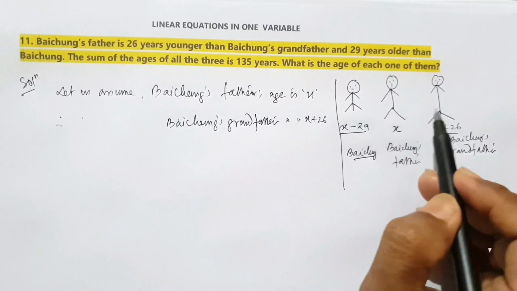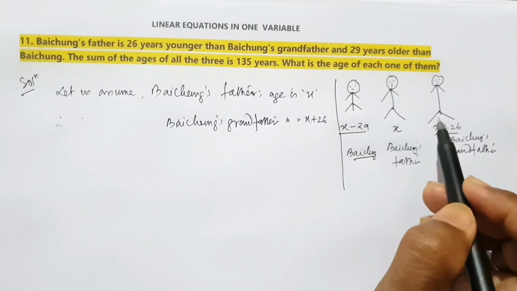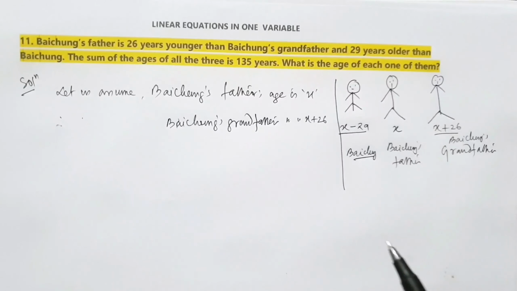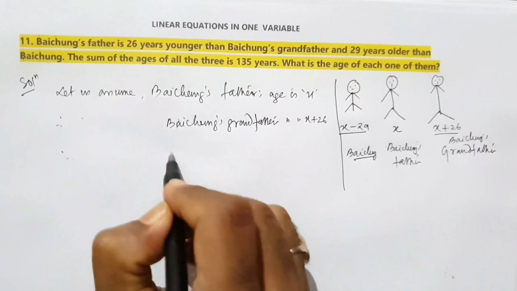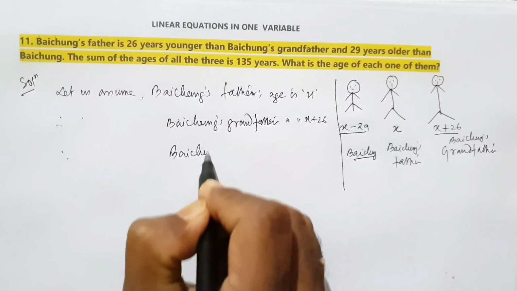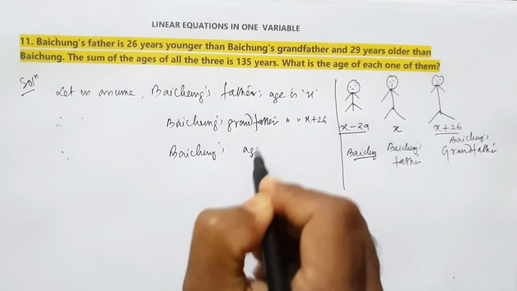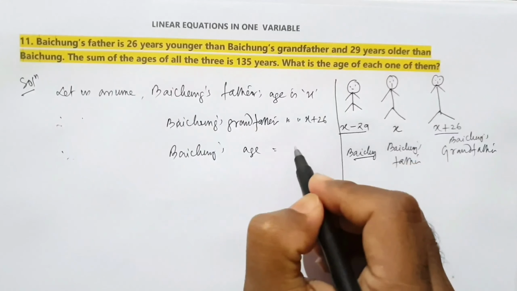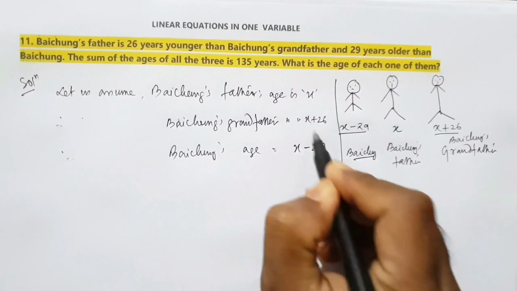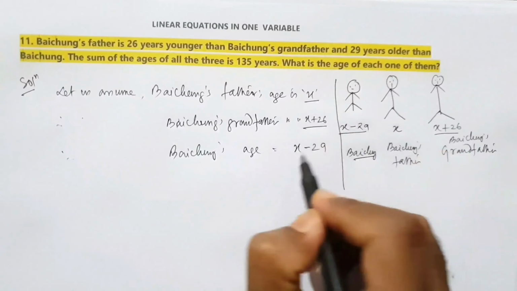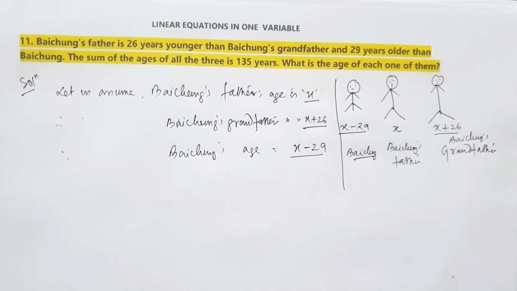This image I formed just for clear-cut concepts. Sometimes through an image we can identify the maths very easily. Our concepts get more and more clear. So therefore Baichung's age will be, we can see here, X minus 29. So these are the three different ages of Baichung's father, Baichung, and his grandfather.